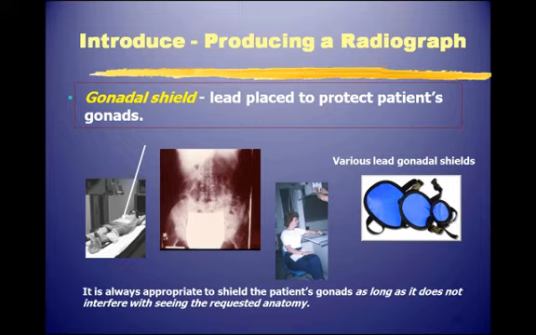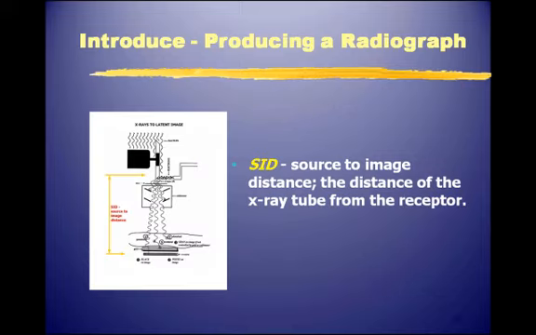Source to image distance is that distance from the focal spot where the top arrow is all the way down to the image receptor. It's not the end of the collimator, but it's where the X-rays are being generated at the anode, at the focal spot.